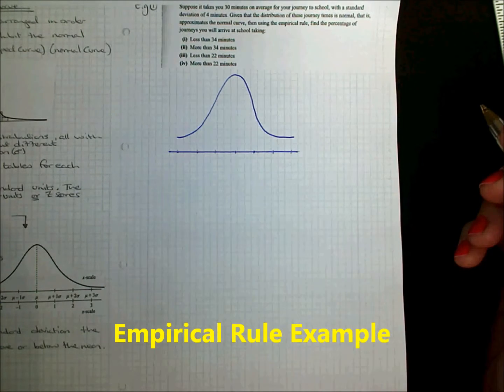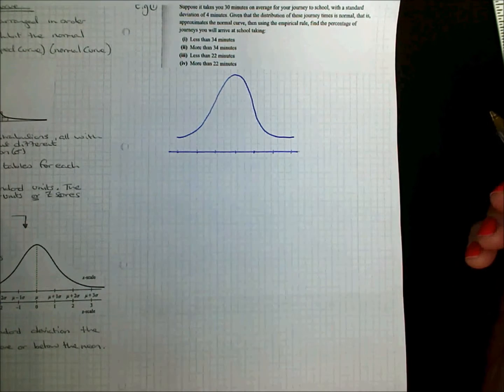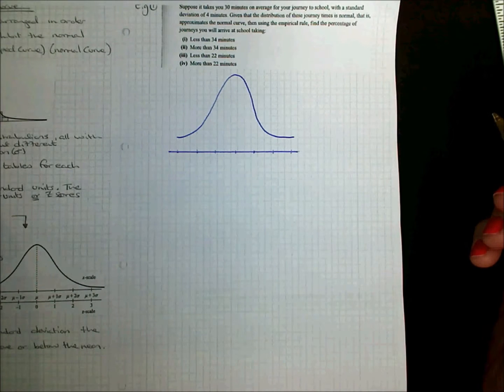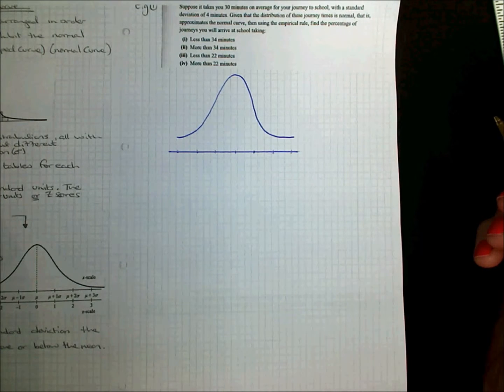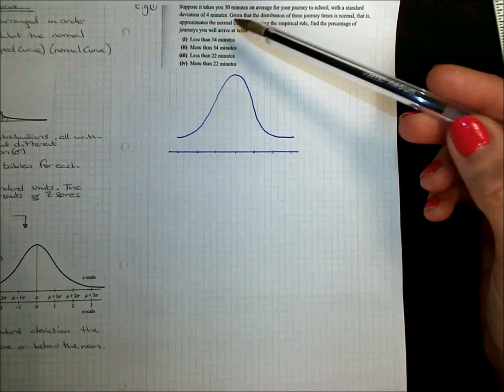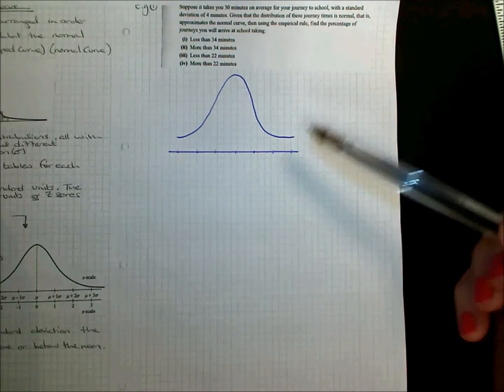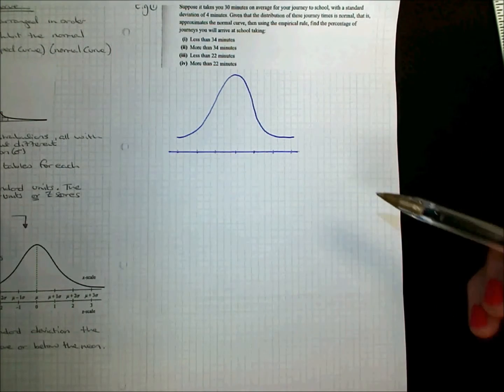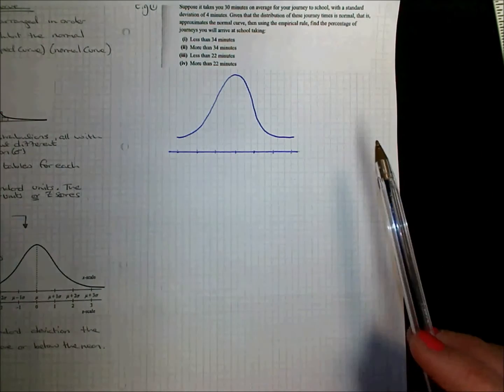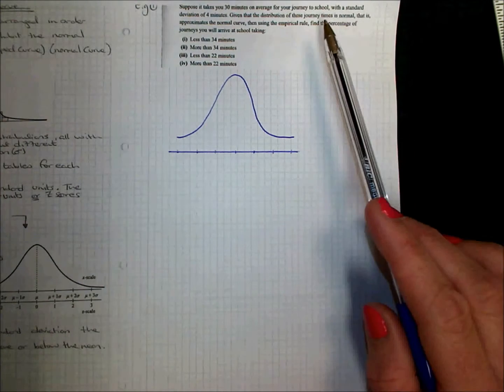Now, example number 1. Suppose it takes you 30 minutes on average for your journey to school with a standard deviation of 4 minutes. Given that the distribution of these journey times is normal, that is approximately the normal curve, then using the empirical rule, find the percentage of journeys you will arrive at school taking, in parts 1, 2, 3 and 4. Now in this question, the key is you're told that the distribution is normal.